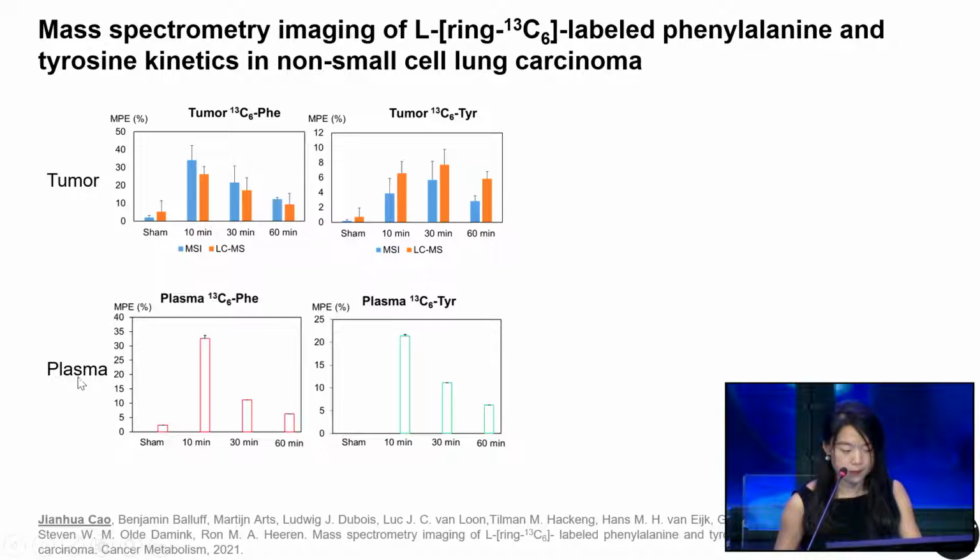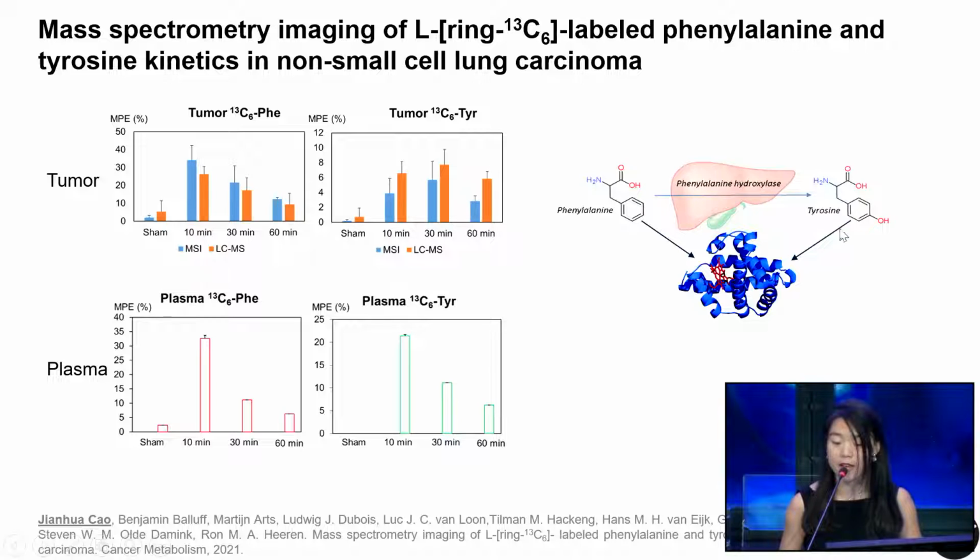The additional plasma experiment from the same animals showed both isotope-labeled phenylalanine and tyrosine reached their highest level at 10 minutes and decreased over time. This, together with the observation that the highest enrichment of isotope-labeled tyrosine in tumor was delayed, indicates that isotope-labeled tyrosine was later transported to the tumor after a phenylalanine to tyrosine conversion process, which is assumed to predominantly occur in the liver. In summary, this study investigates isotope-labeled phenylalanine kinetics in cancer, and it also reflects amino acid inter-organ metabolism.